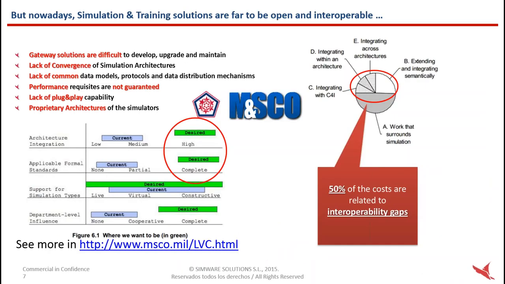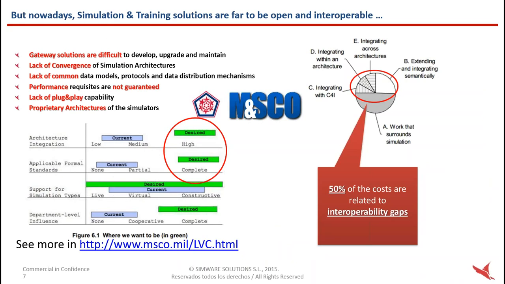But what are the stoppers that we have now in order to meet this demand and to fulfill this requirement? Well, the problem is that right now, to try to interoperate, to try to network different simulators is a tough job.